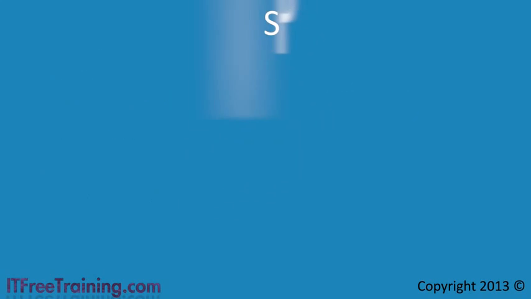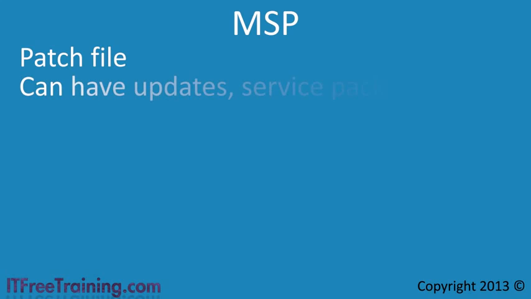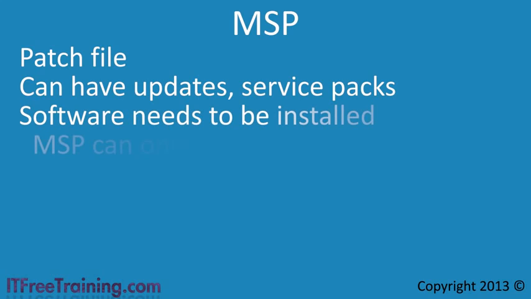The next file is a patch file, or MSP file. This file contains updates or even service packs. If you can obtain an update in an MSP file, you can apply the MSP to the computer after the MSI package has been installed. Since the MSP file is only a patch file, if the MSI is not already installed, you will not be able to install the MSP file on the computer.